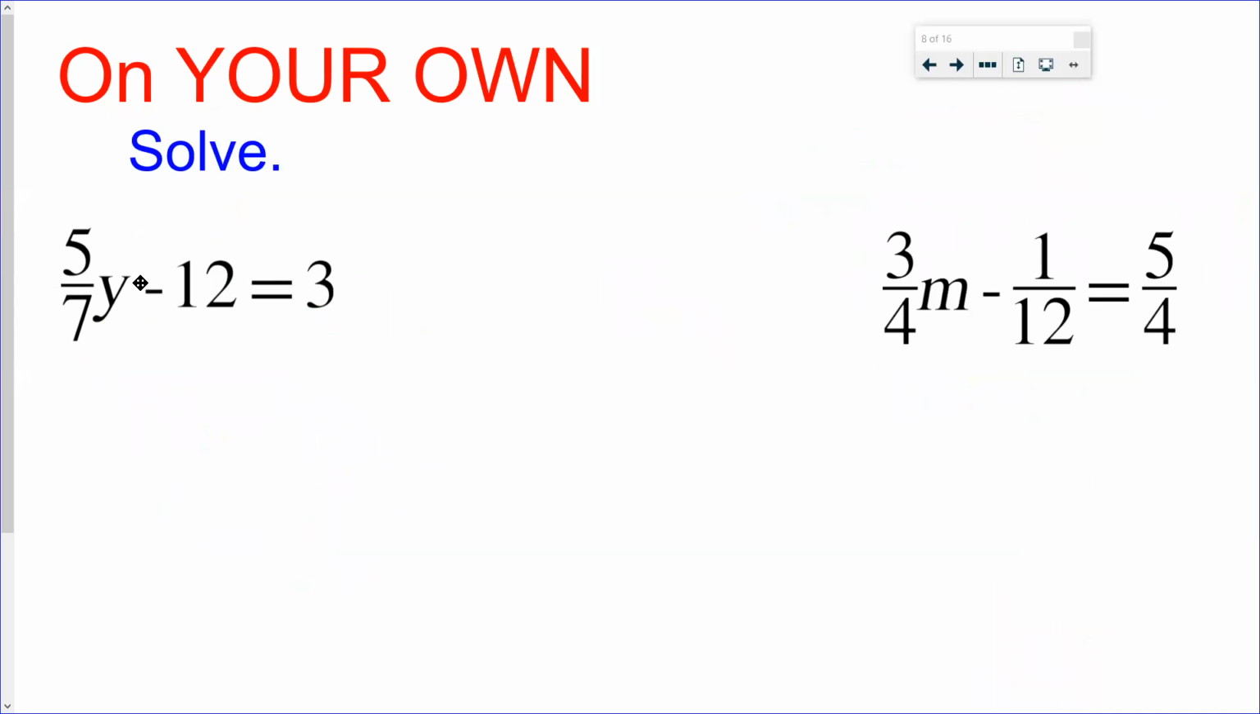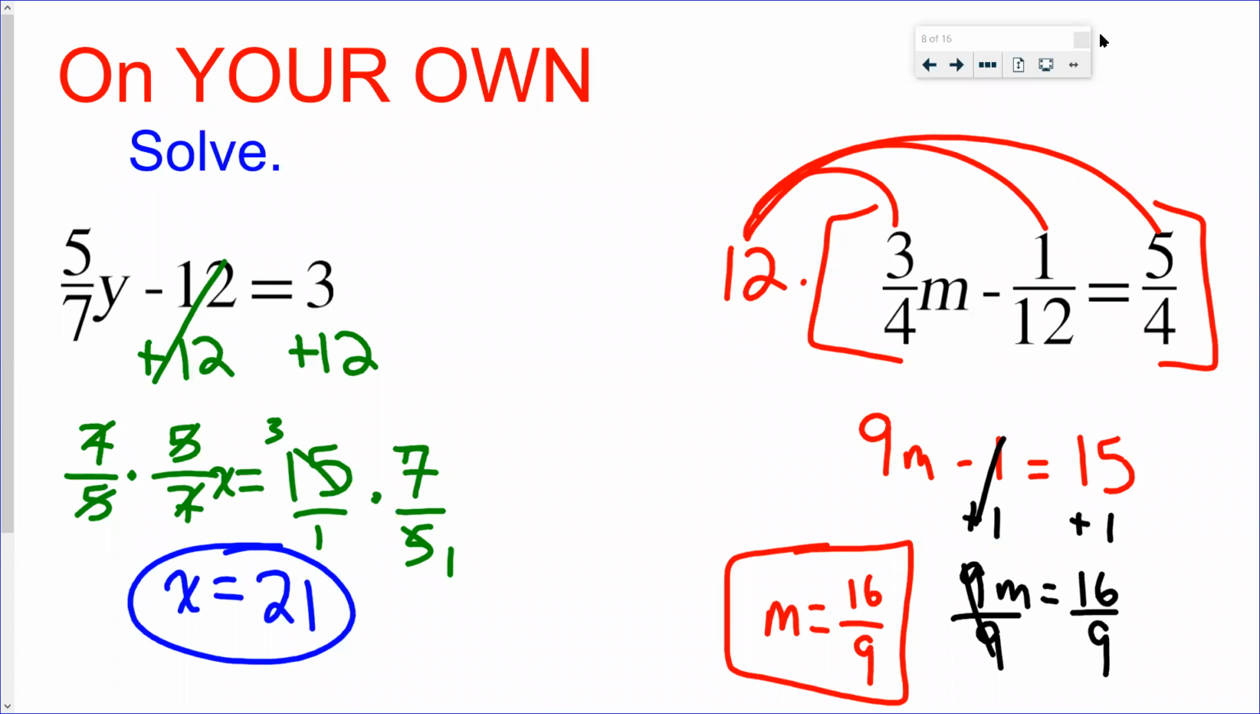All right, so what I want you guys to do is try these on your own. Remember, this first one, solve it normally, multiply by the reciprocal. The second one, you're going to want to multiply by the least common denominator. Hint, it's going to be 12, to get rid of the fractions, then solve. So I want you to try this on your own. Please pause the video now.